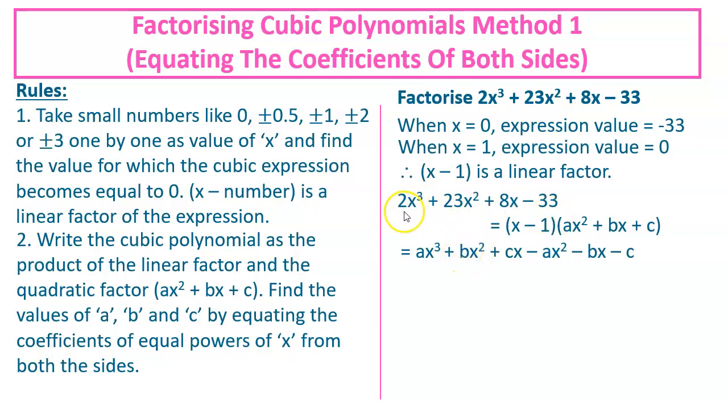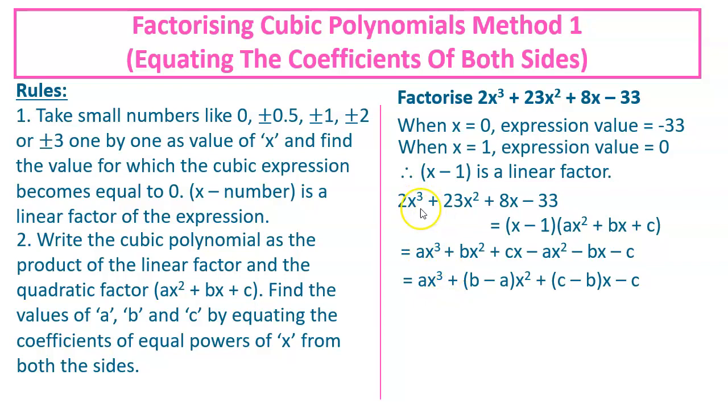The left side is the given cubic polynomial 2x cubed plus 23x squared plus 8x minus 33. But when we come to the right hand side, we are seeing ax cubed. This is a single term, fine, but there are two terms containing x squared, bx squared minus ax squared. So let us first of all group them. Even for x, we are having two terms. So let us first of all group them: ax cubed plus (b minus a)x squared plus (c minus b)x minus c. Now we are having a single term for every power of x on both the sides. Okay. So now we can equate them.